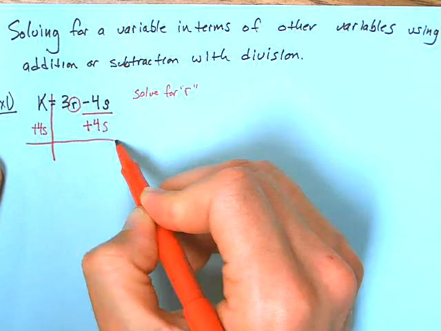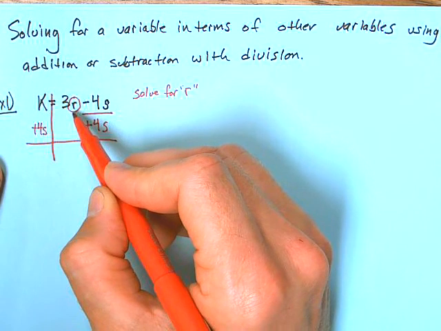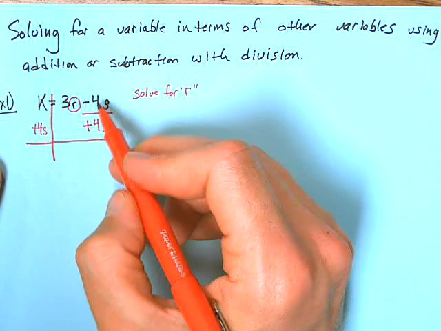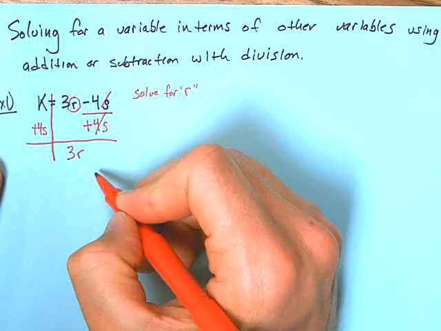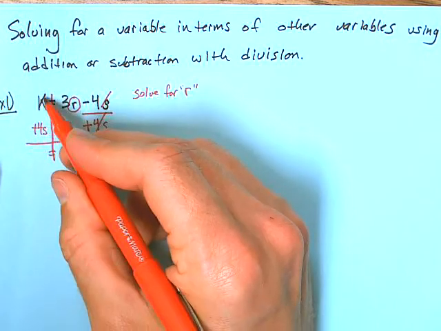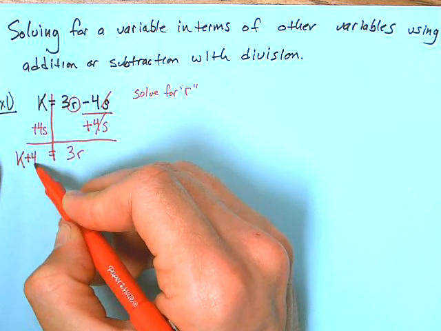Doing that will help get the term that I want to get by itself closer to being isolated. So negative 4S plus 4S wipe out, and I just have 3R now alone on this side. K plus 4S I can't add, so I just write K plus 4S.